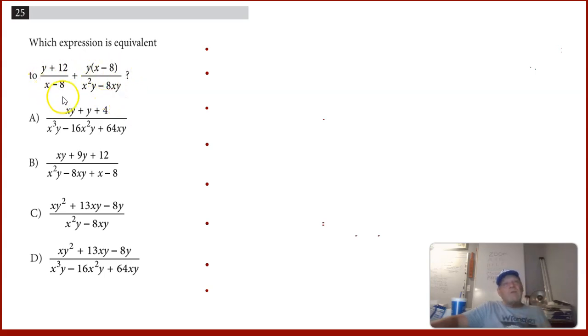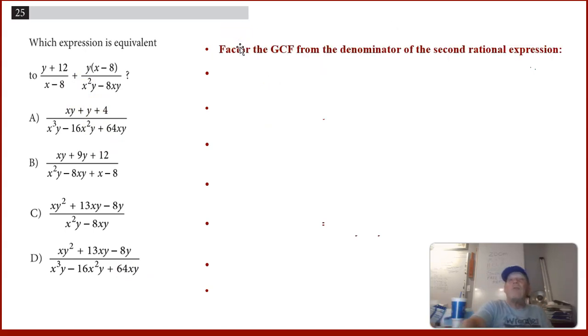Okay, so the first thing you have to do is find a common denominator, and it would be a least common denominator, and then figure out which one that is after you factor it, or not, you're not factoring it, you're combining like terms. All right, so the first thing I have to do is factor the GCF from the denominator of the second rational expression. So I need to factor the GCF out and then see if there's anything in common in the two rational denominators to see if I could get a least common denominator instead of just a common denominator.